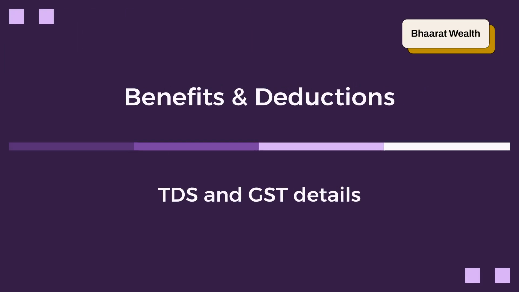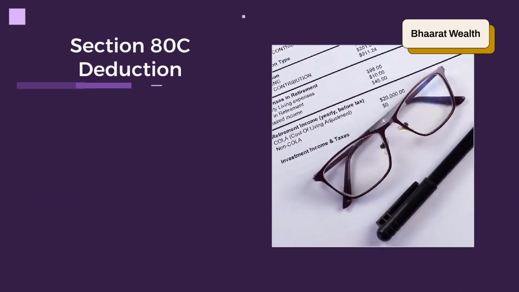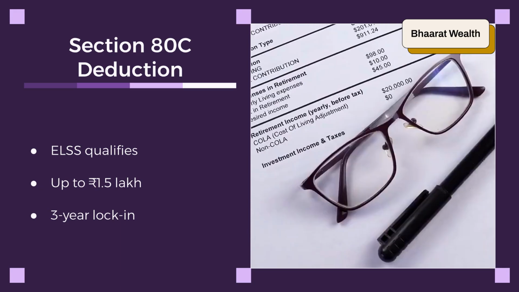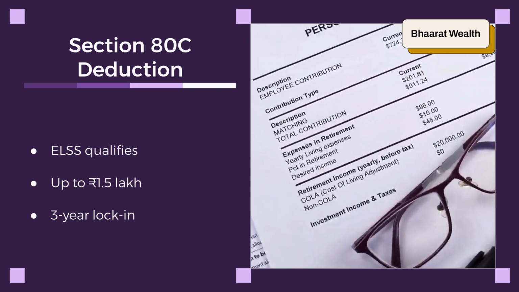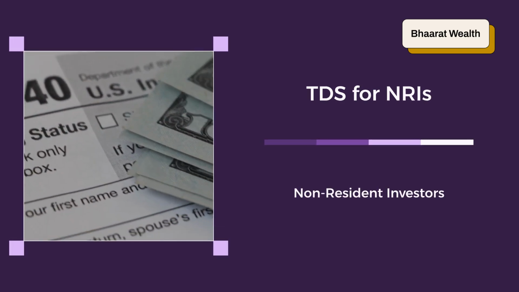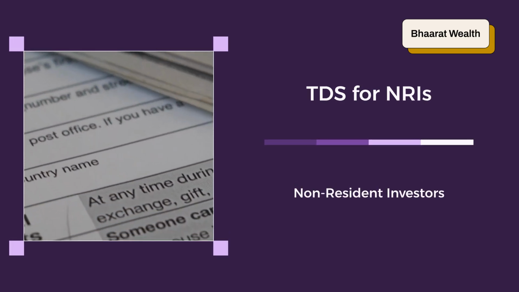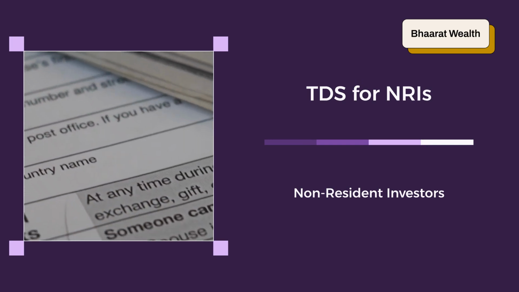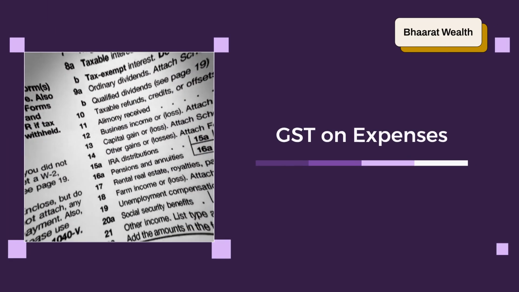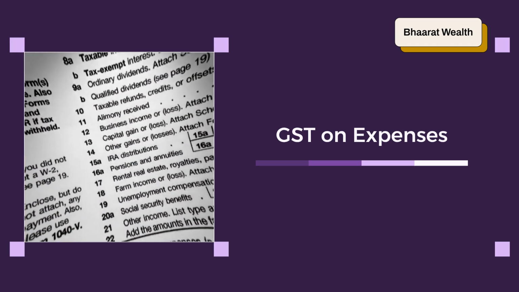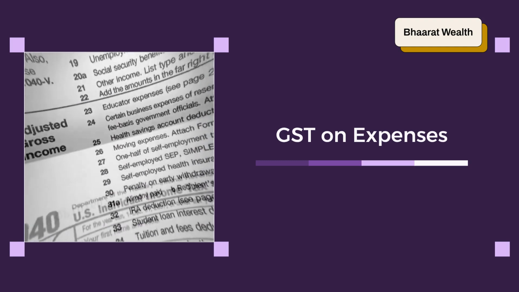Finally, we cover tax benefits, tax deducted at source, and the applicability of GST. Equity-linked savings schemes, or ELSS, qualify for a tax deduction up to 1.5 lakh rupees under Section 80C, but they have a mandatory lock-in period of 3 years. Tax deducted at source, or TDS, is applicable mainly to non-resident investors. The TDS rates depend on the type of capital gain and the nature of the mutual fund scheme. GST is not charged directly to investors, but is levied on the expense ratios paid by the mutual fund, which indirectly impacts the net asset value, or NAV.